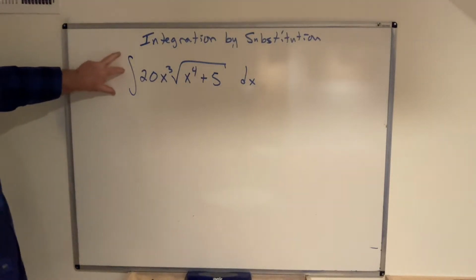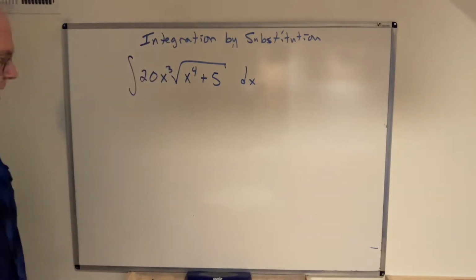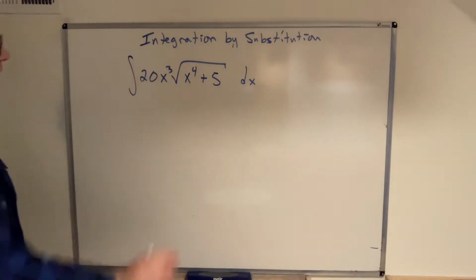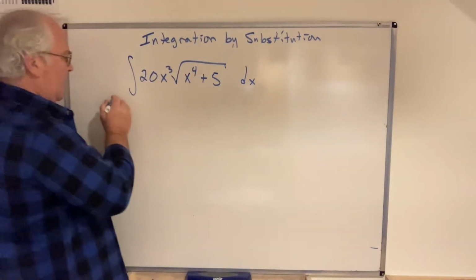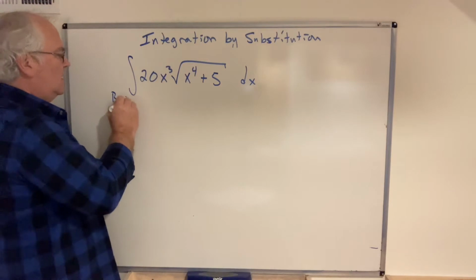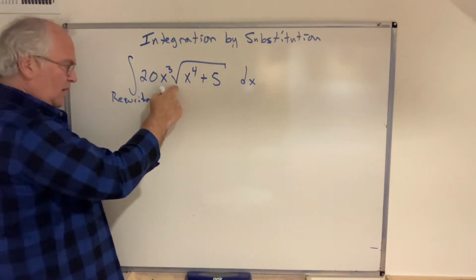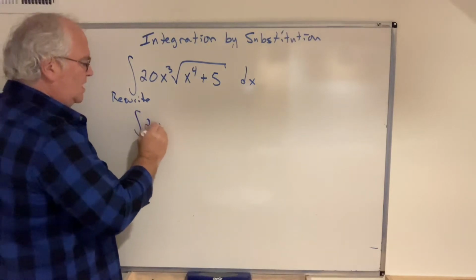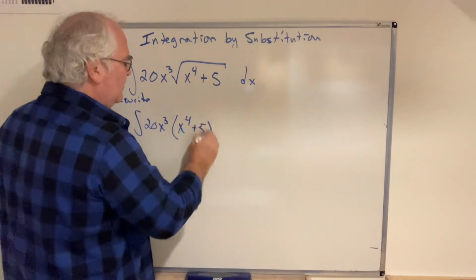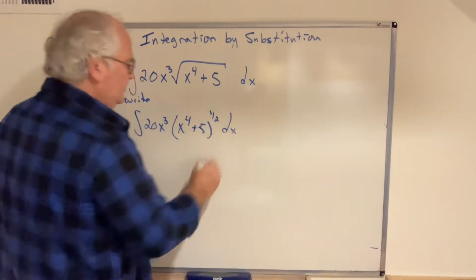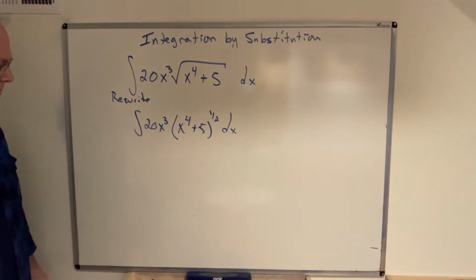All right, so here's our next example of integration by substitution with our little introduction discussion. As always, integrals don't play well with radicals. So the first thing I'm going to do is rewrite. It has nothing to do with the calculus. We're just going to rewrite this without the square root. I'm going to write this as 20x to the third, and then write this as x to the fourth plus 5 raised to the 1/2 power. Integrals don't play well with radicals, and so I'm going to rewrite that in exponential form.